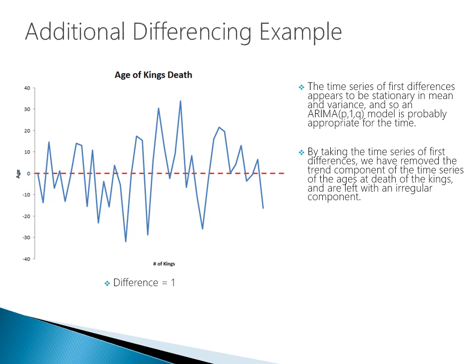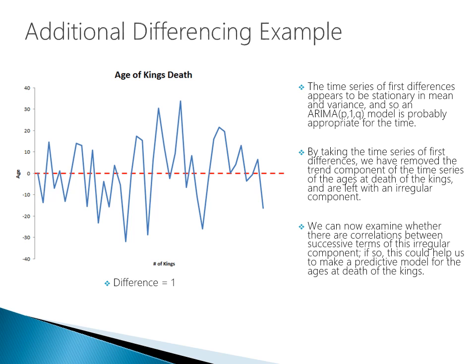By taking the time series of the first differences, we have removed the trend component of the time series of the ages at death of the kings, and we're left with the irregular component. We can now examine whether there are correlations between successive terms of this irregular component. If so, this could help us to make a predictive model for the ages at death of the kings.